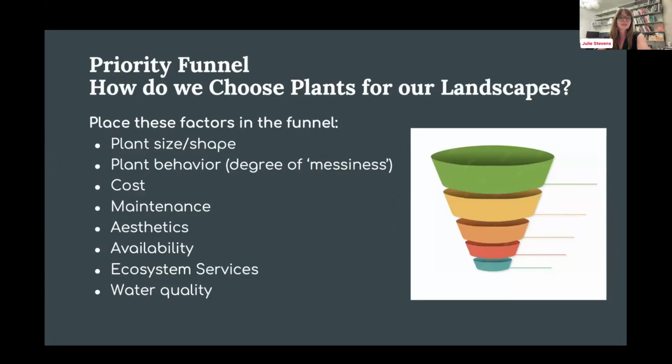So I want you guys to, if you've got a piece of paper in front of you, take a second and put these factors into this funnel. This is just an example of a funnel. So we're funneling out, and the most important thing to you is at the top. So if you look at these factors, and maybe there's other factors that you have in mind as well, what are the most important things for you? I'm going to just give you a second to do this. Most important at the top, least important as you go down.